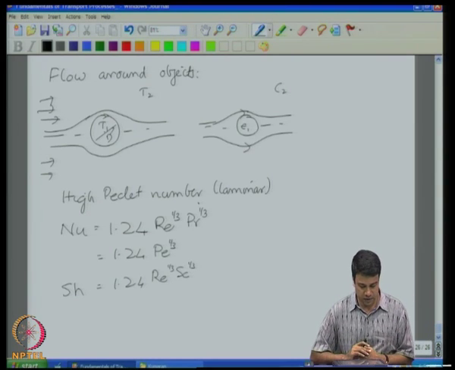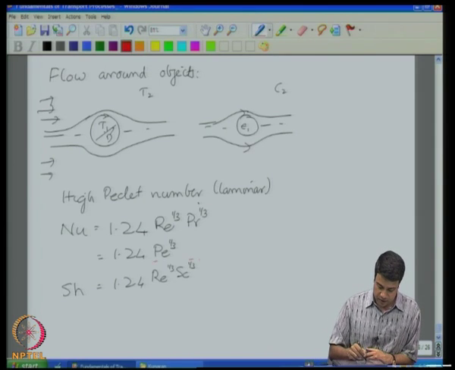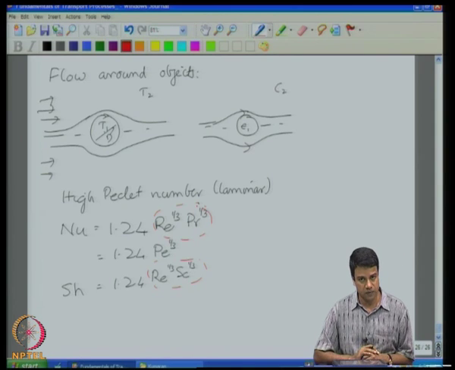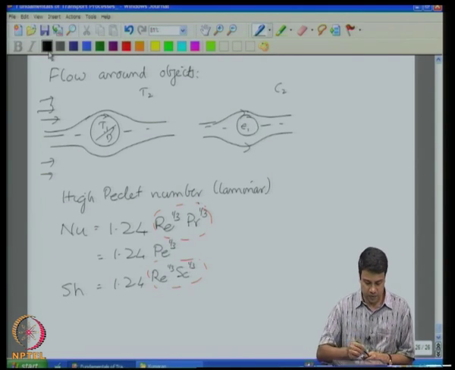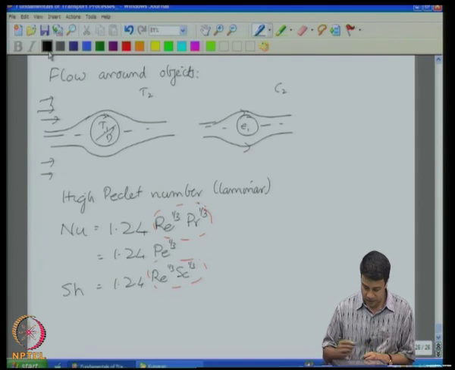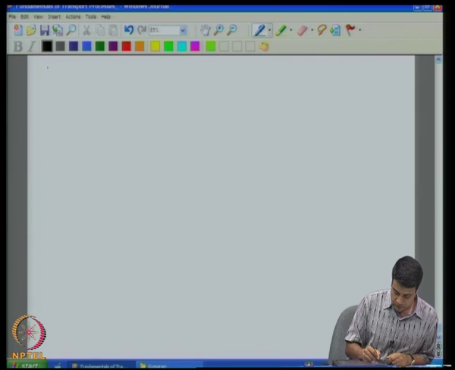So, these are the kinds of correlations that are available. And we will see during this course why these kinds of powers come up. Why do we get these kinds of powers for mass and heat transfer? As I already told you, the diffusion mechanisms are the same. So, the correlations end up being the same. The other kinds of correlations are for natural convection.